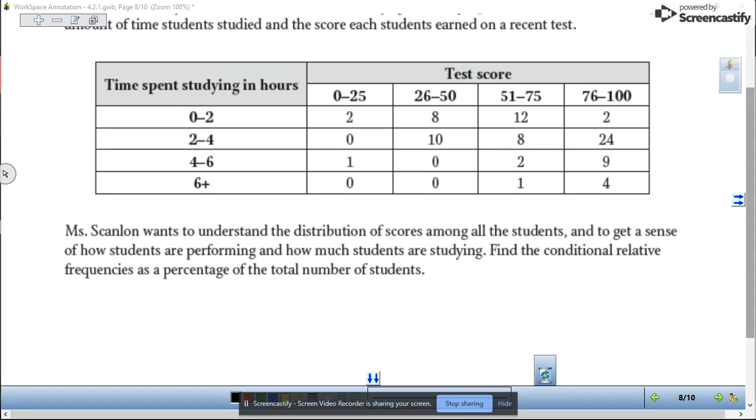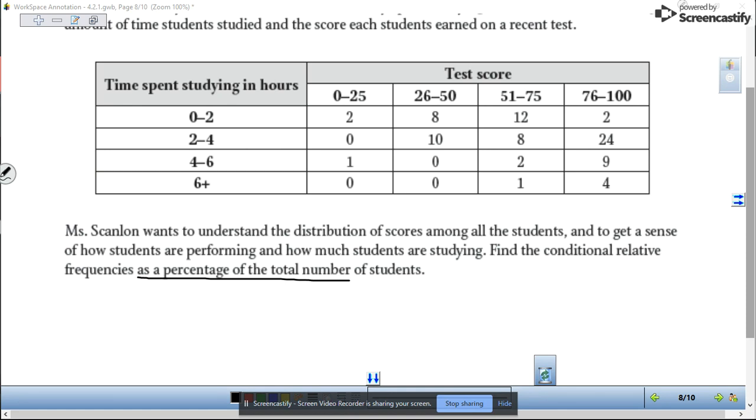What it says is Miss Scanlon wants to understand the distribution of scores among all the students and to get a sense of how the students are performing and how much students are studying. Find the conditional relative frequency as a percentage of the total. That's important. It doesn't say find the relative frequency based on the row or the column. It's based on the overall total, which is a key piece of information.